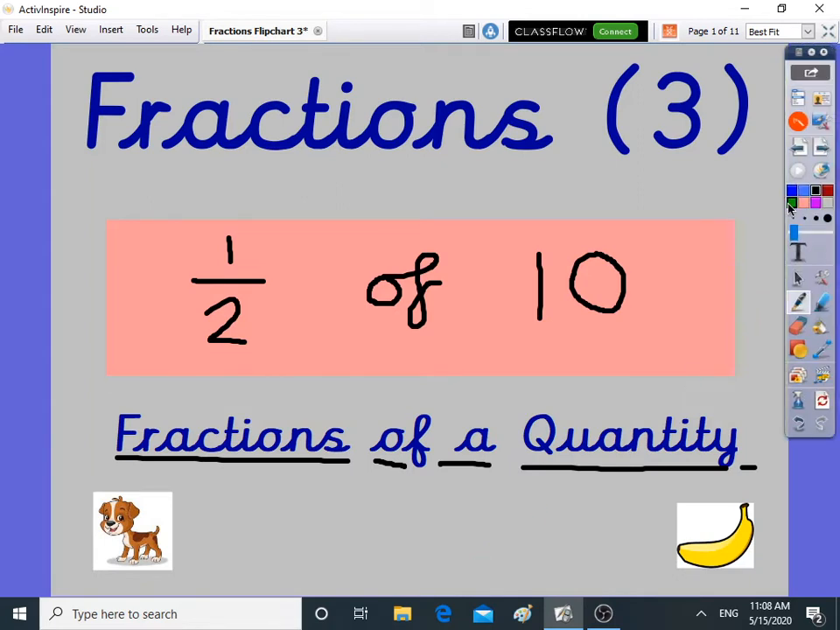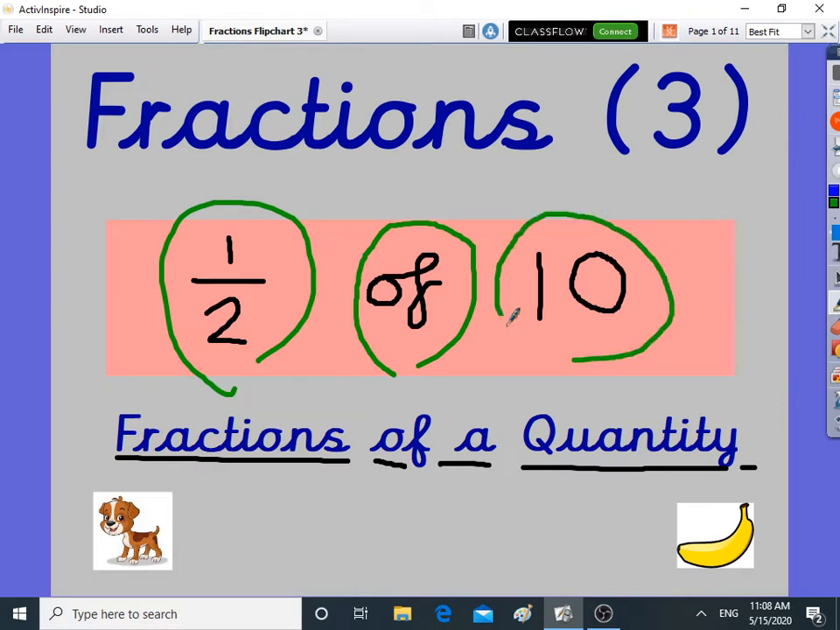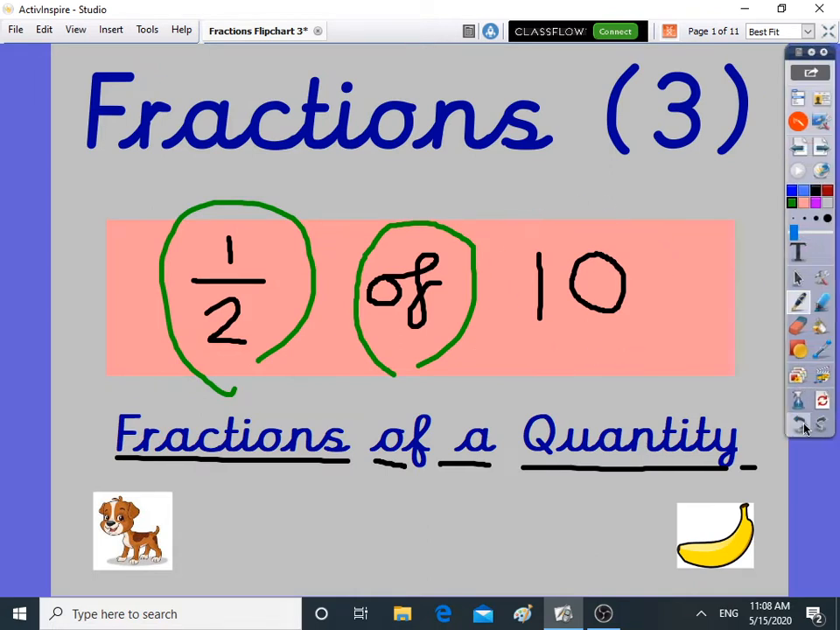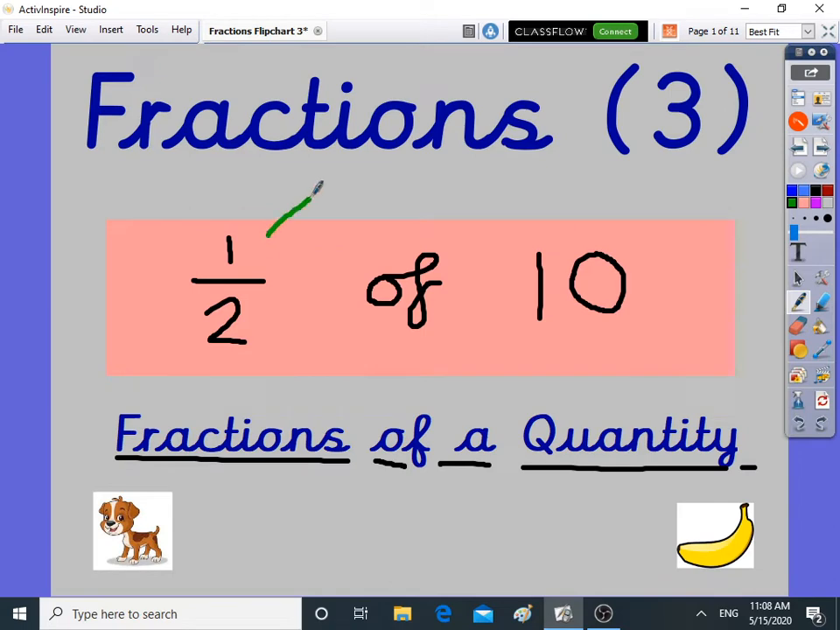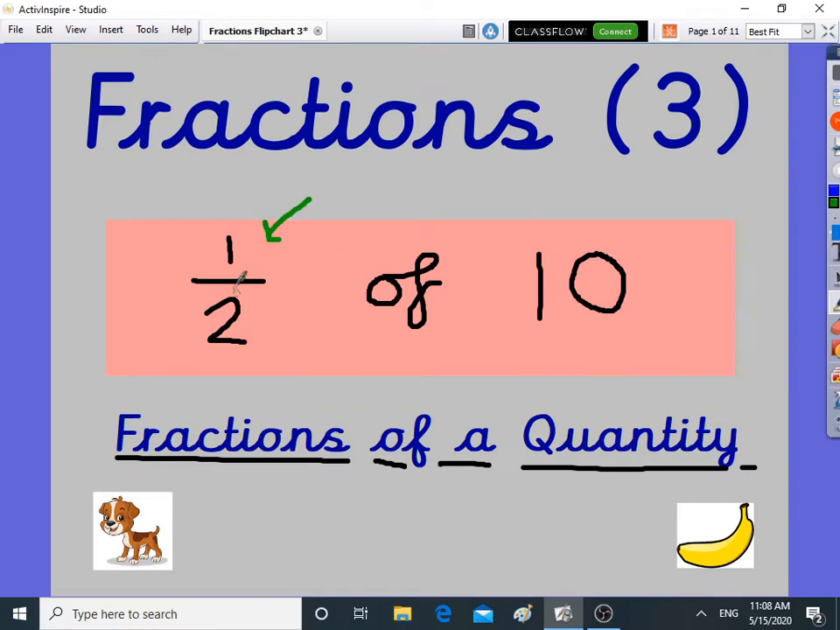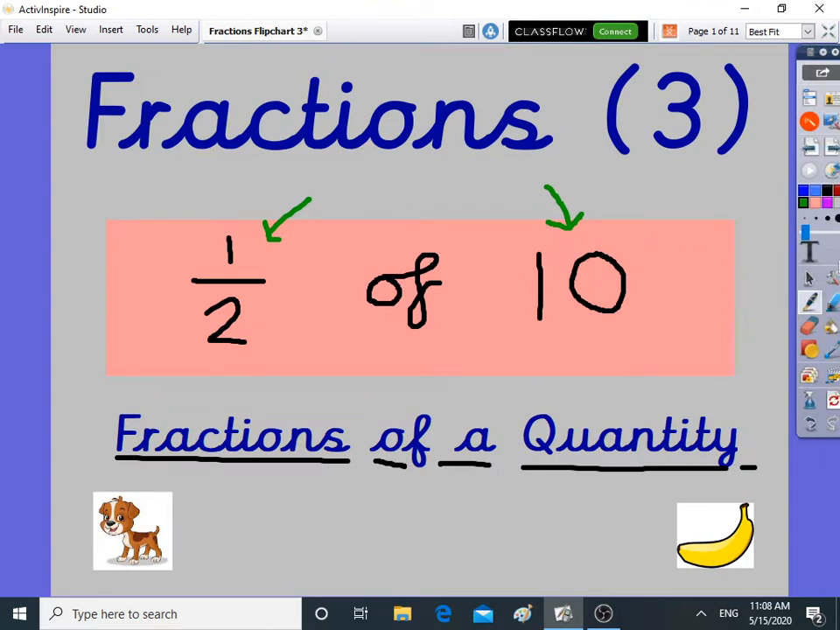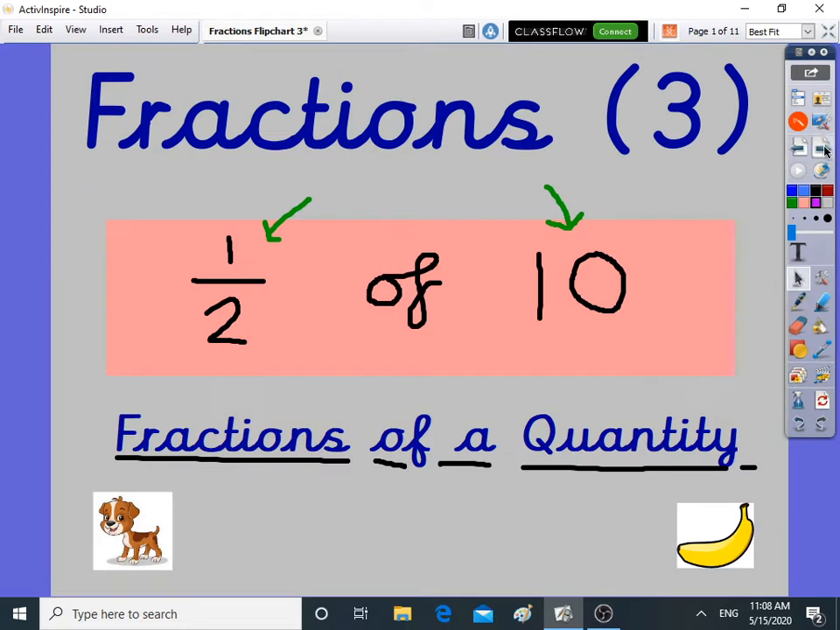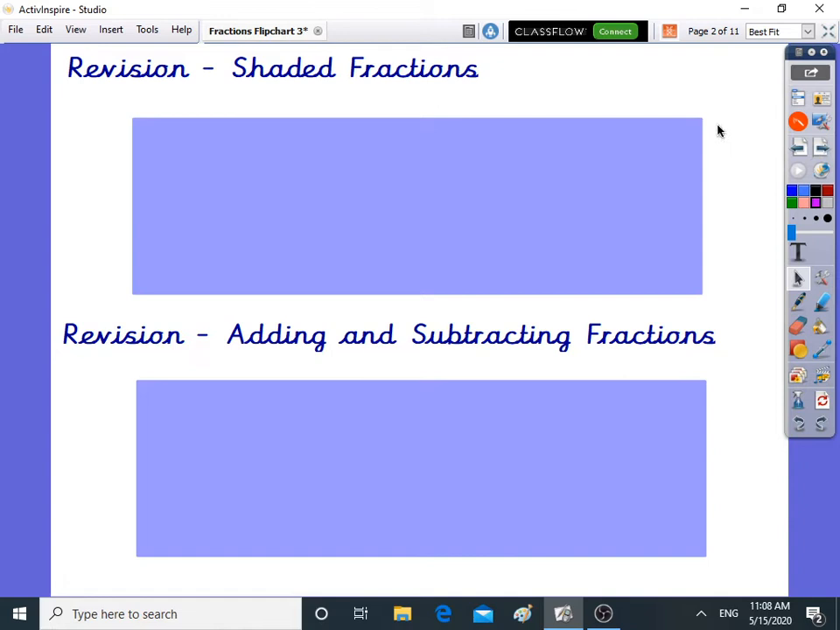It's when you get a fraction and you get an "of" and you get a quantity, which means a number. Okay? Notice the first part is a fraction, so it's just a little bit. But the last part is a quantity. It's a whole number, like 10 whole ones. So this is not a fraction. This is a larger amount, 10 whole ones. So let's move on through today's lesson, fractions of a quantity. But first we're going to quickly revise what we've done the last 2 days.